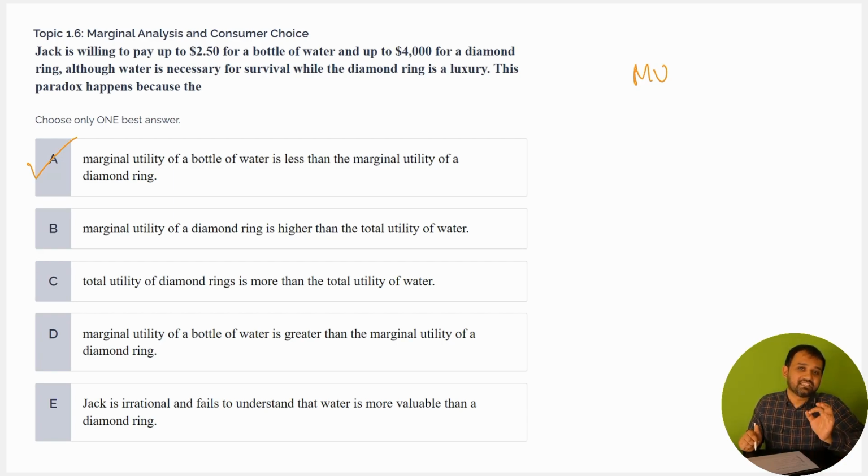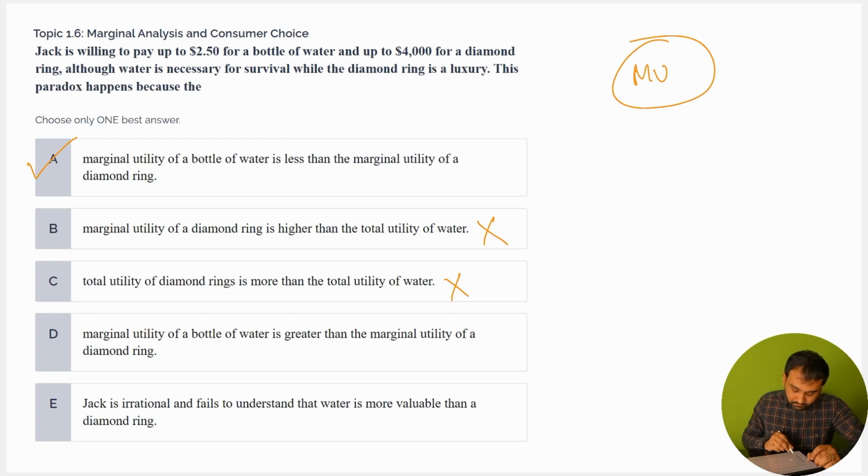However, once again, the price you're willing to pay is not dependent on total utility. It's only dependent on marginal utility. So, option C, total utility of diamond rings is more than total utility of water. Once again, we don't actually even know that and it is not relevant to the discussion because, once again, the price you're willing to pay is only dependent on one thing and one thing alone, which is marginal utility.